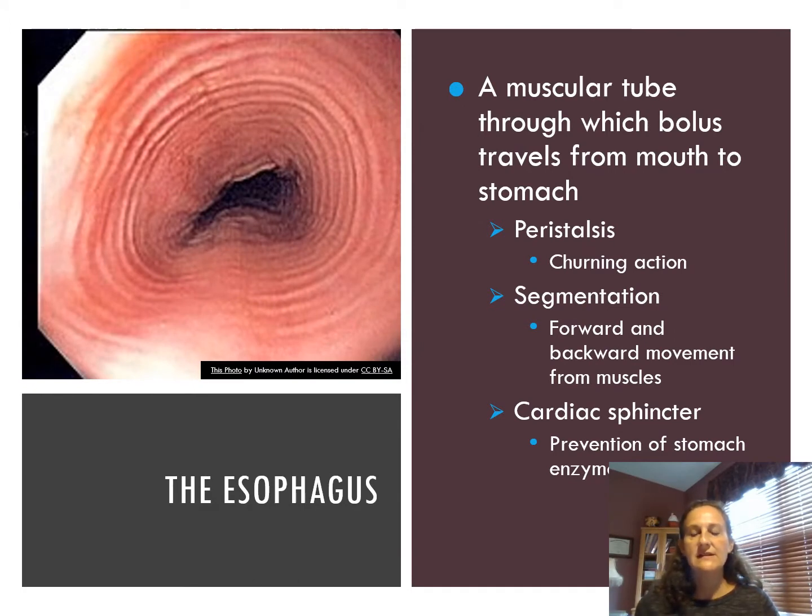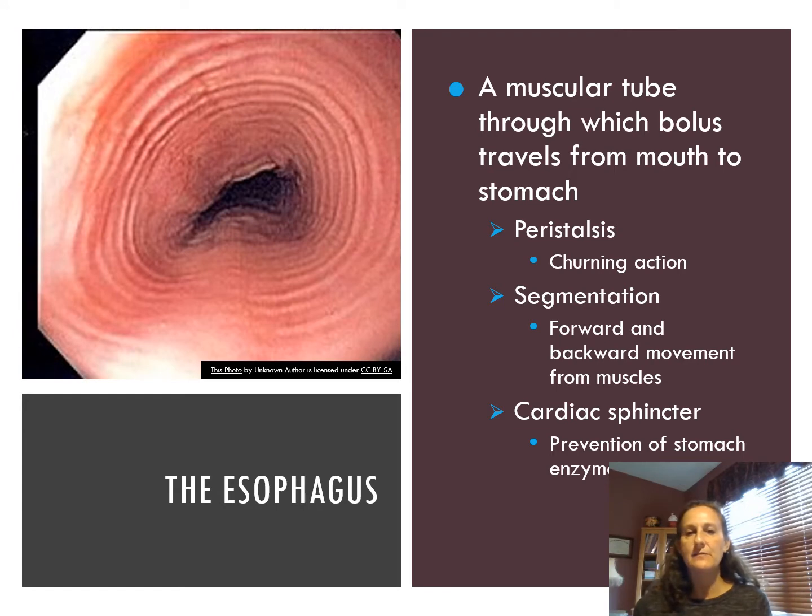In the esophagus, we have involuntary movements of the muscles. It's called peristalsis. And these muscles move that bolus of food through the esophagus. We also have the churning action, which allows the secretions to mix with the bolus and break it down. So that churning, the peristalsis, this is an example of mechanical digestion.